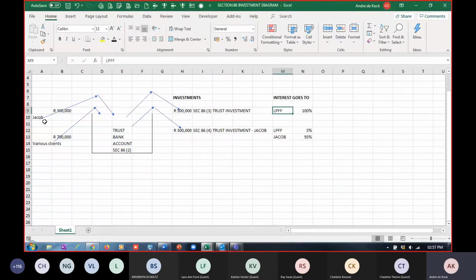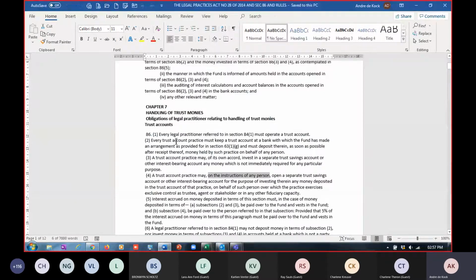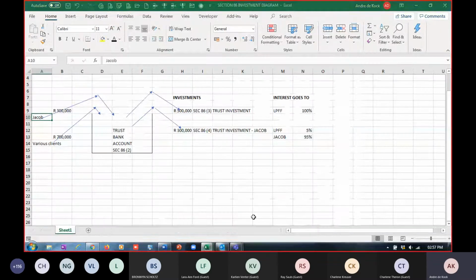Now Jacob comes to you, and he gives you 300,000, which is a deposit on the property that he's going to buy. What did it say over again? If we go to 86.2, must deposit any money held by such practice on behalf of a person. So when Jacob gives us this money, it's got to go into our 86.2 account. But now Jacob has also given me an instruction.